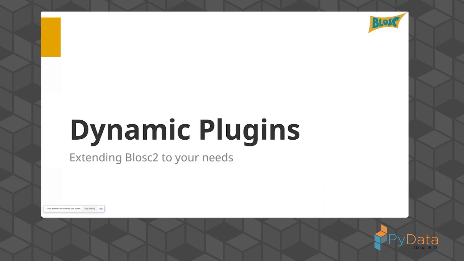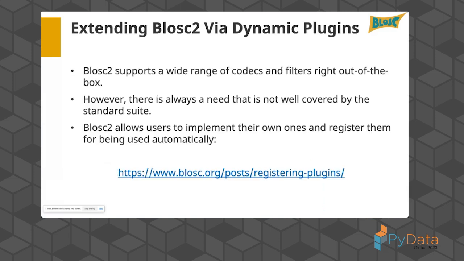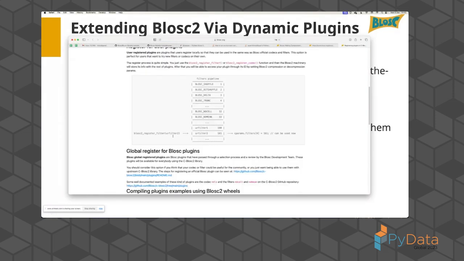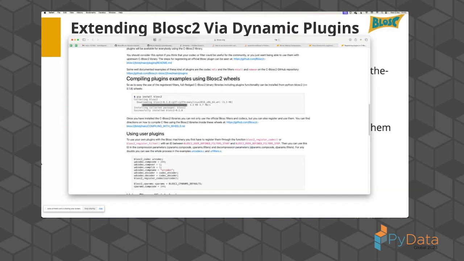Now the dynamic plugins. You can extend Blosc2 also via dynamic plugins. Although Blosc2 supports a wide range of codecs and filters right out of the box, there is always a need that is not well covered by the standard suite. And this is why Blosc2 allows users to implement their own and register them for being used automatically. Here there is a blog where it is explained how you can register your own plugins.